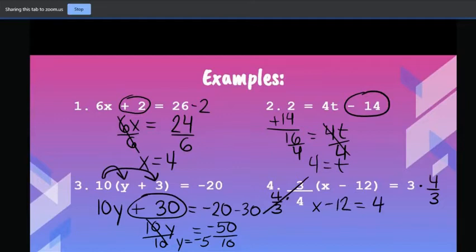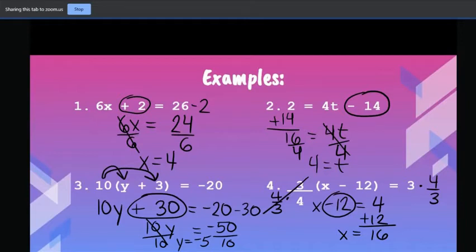Now we have a simple one-step equation. Remember, when we solve one-step equations, we're going to start by circling the part we're changing. So circle -12. When we move the -12 over to the other side, it's going to change to +12. 4 plus 12 equals 16. Bring down your x, and there's your answer. X equals 16.